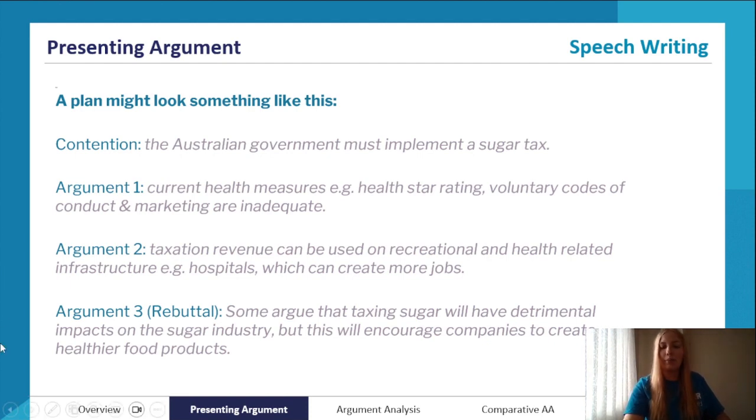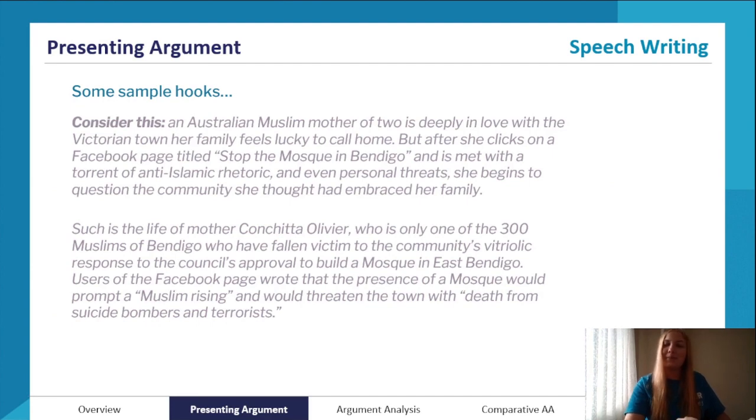And then we have a rebuttal argument that some argue that taxing sugar might have detrimental effects on the sugar industry. However, we're going to say that this will actually encourage companies to create healthier food products, might not actually have a big impact at all, and maybe even that sugar sales will continue to be very, very high anyway, most likely. So that could be a plan that you'd like to follow.